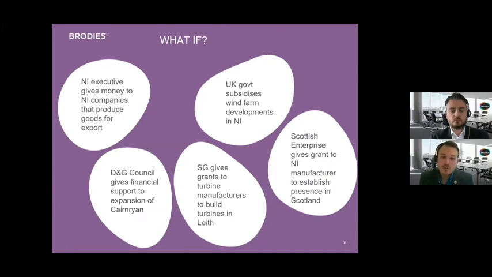If the Scottish Government gives grants to turbine manufacturers to build turbines in Leith, and those turbines are then sold to Northern Ireland electricity generators at a lower price than they might otherwise have paid, then they can charge less for the electricity they sell into the EU. And that could be covered by the protocol in the same way. And then the bottom right there, if Scottish Enterprise, for example, gives a grant to a Northern Irish manufacturer to establish a presence in Scotland, well, could that be covered too?